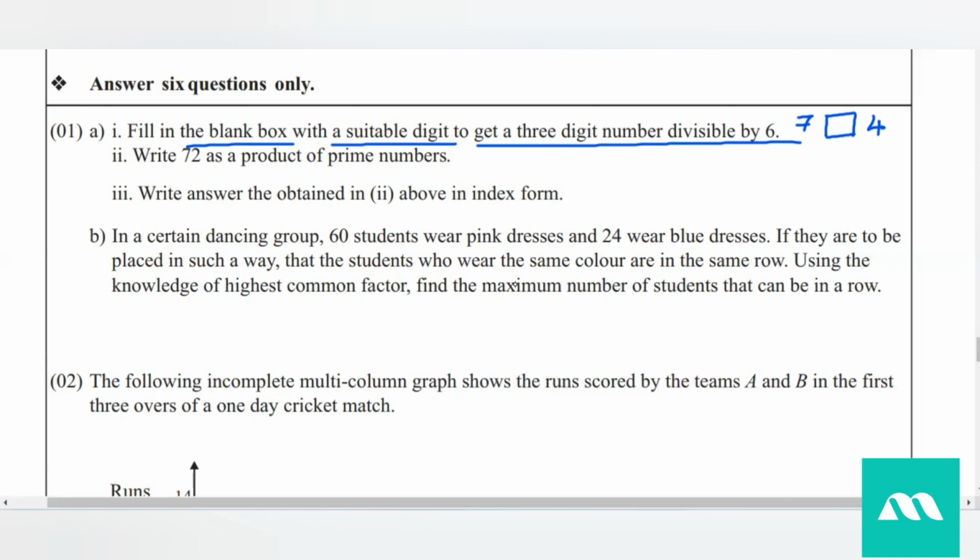What is the suitable one? Now to be divisible by 6, what are the two conditions satisfied by a number? A number should be divisible by both 2 and 3. Then we can check that a number is divisible by 2 when the last digit is an even number. Now that means that particular condition is satisfied by the number.